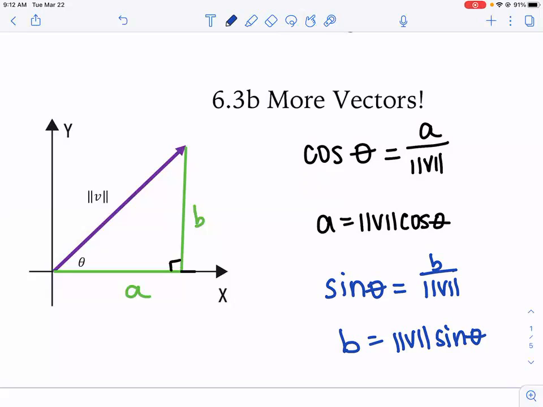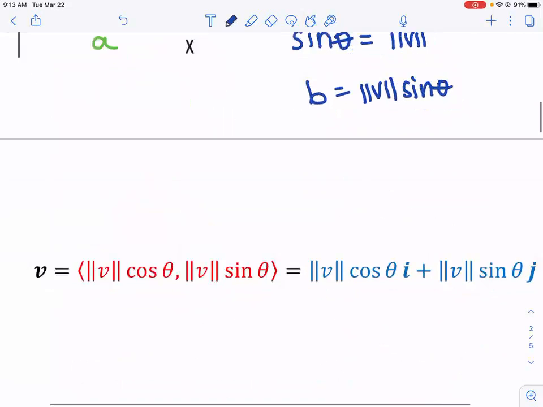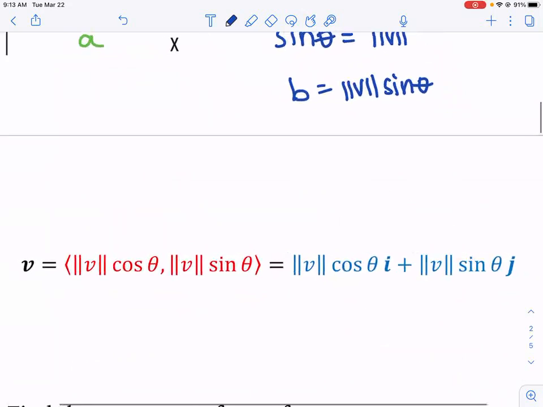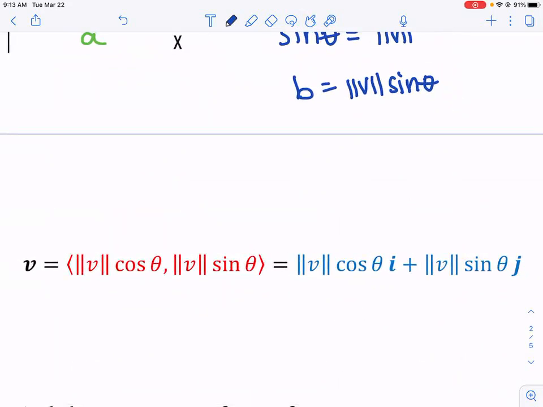Okay, so we're just going to remember that, because no matter what vector we have in standard position, we're going to be able to draw that picture. We're going to be able to set up that same triangle, and the same thing is going to be true. What I want you to understand is that any vector can be broken up like this. The horizontal component is magnitude times cosine theta. The vertical component is magnitude times sine theta.